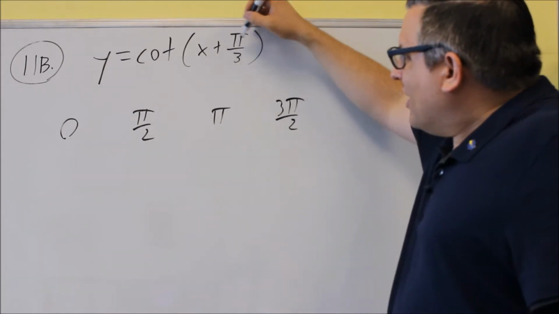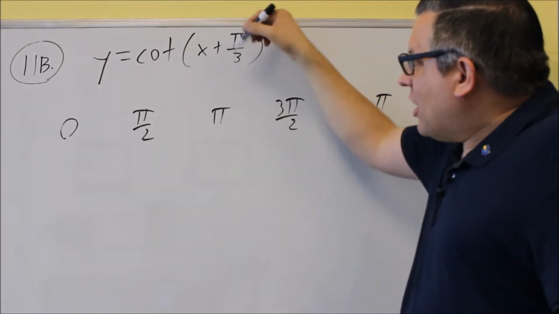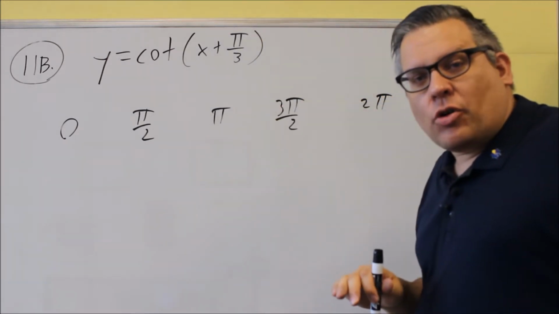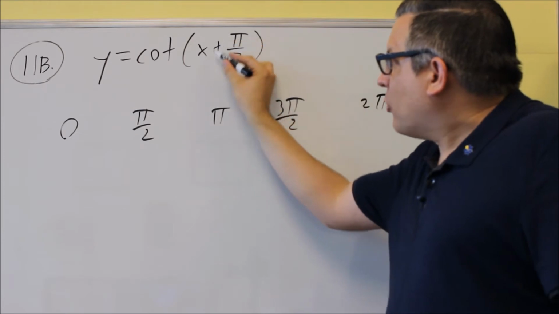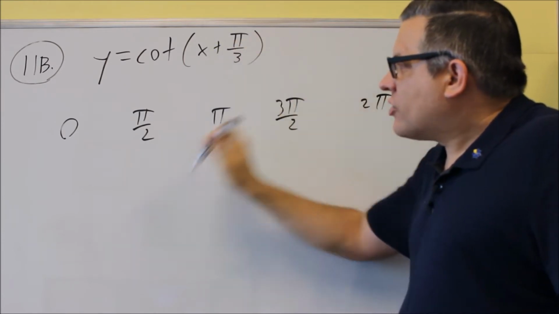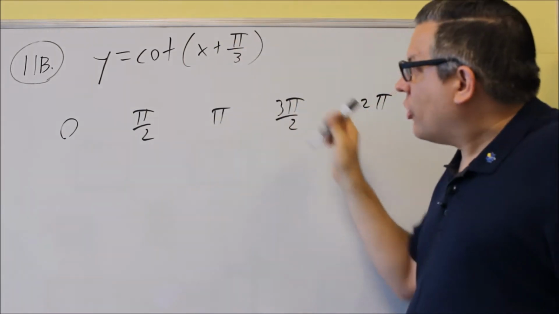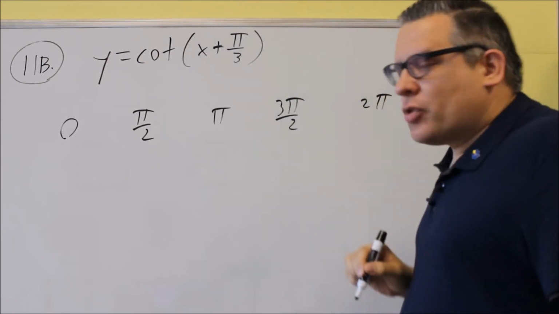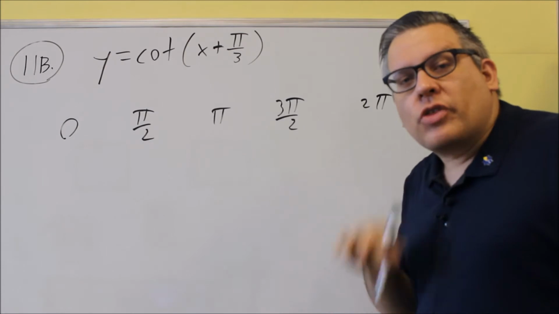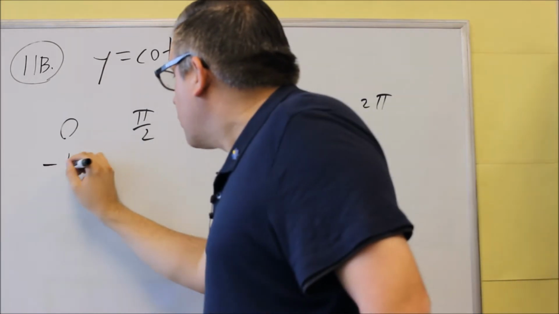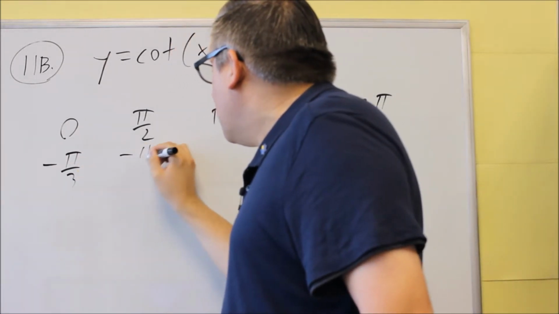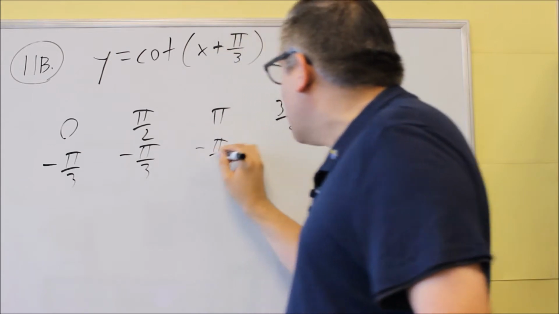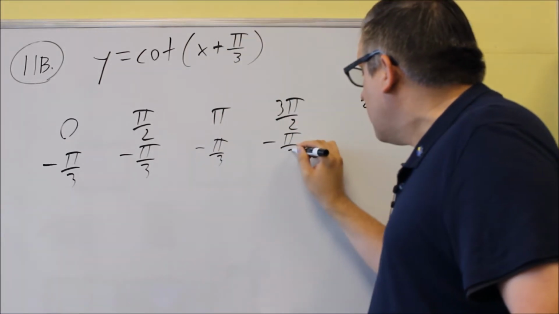What you will do, if you have a problem like this that has an x plus or minus a number, is do the opposite operation of the sign that you see here with these key points. So in other words, in the problem itself, I have x plus pi over 3. I'm going to do the opposite operation and subtract pi over 3. In fact, I'm going to do that to every single key point.